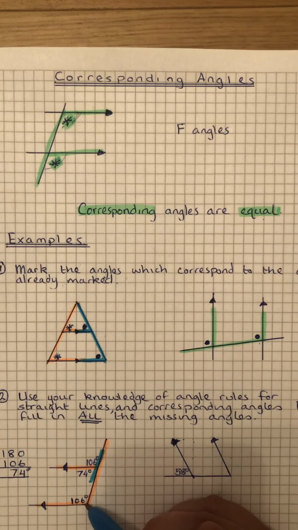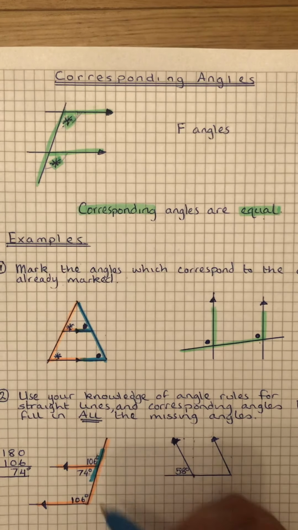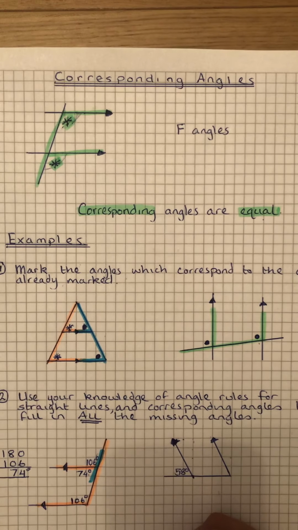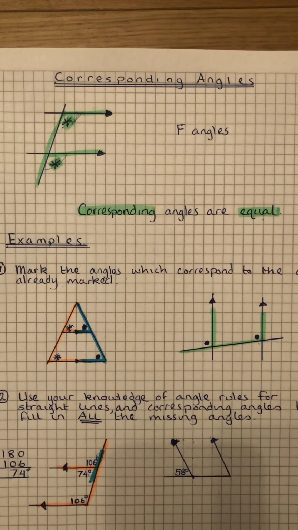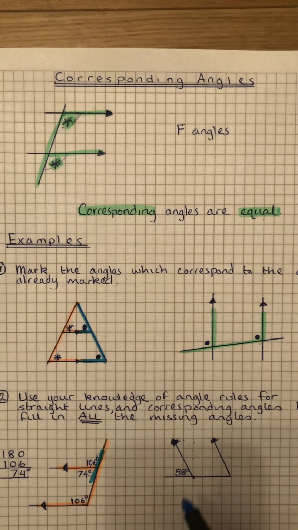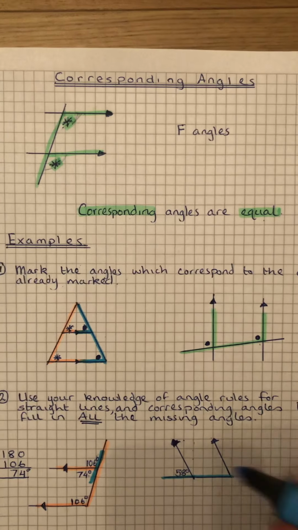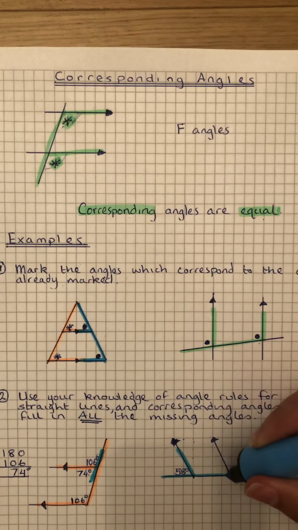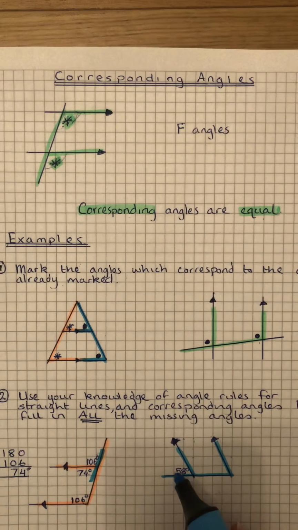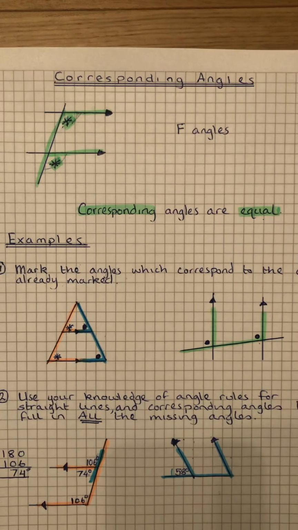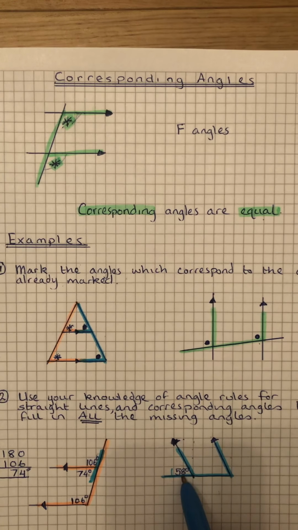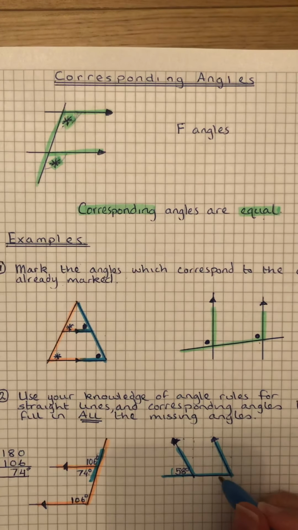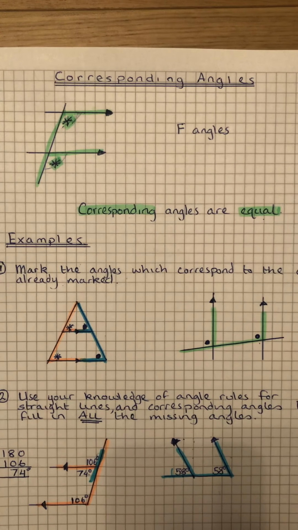So we started with the 106 degrees at the bottom and we filled in the other two missing angles using the rules for straight lines and corresponding angles. Now we're going to do the same thing for the last example. So in this one, we've got our transversal line, and then we've got the parallel lines, and we've got the 58 degrees here. So it's to the left of the parallel line, above the transversal. So to the left of the other parallel line, above the transversal, is going to be equal. So they're both going to be 58 degrees.